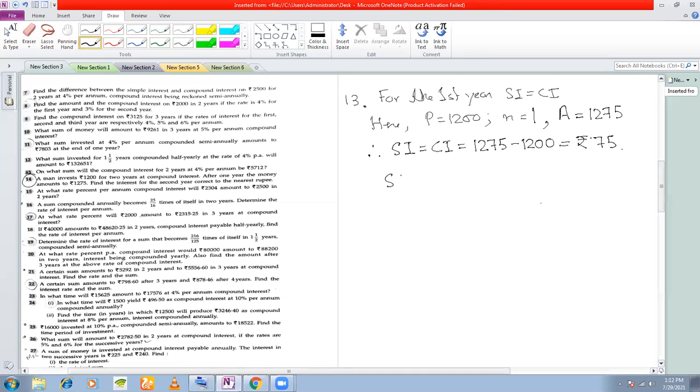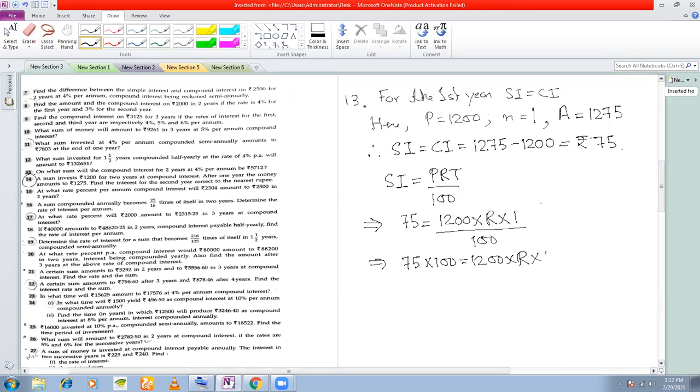What is the rate here? We use the simple interest formula. You can also use the compound interest formula, because compound interest and simple interest are the same thing for the first year. SI is equal to PRT by 100. So SI here is 75 rupees. P here is 1200 into rate we need to calculate. Time here is 1 year only, divided by 100. Okay. Now you multiply 75 into 100 is equal to 1200 into R into 1.